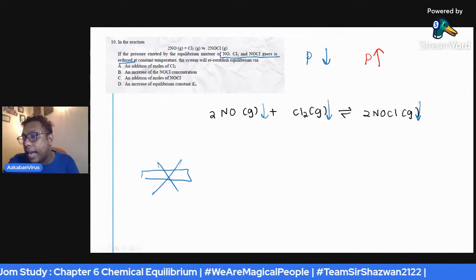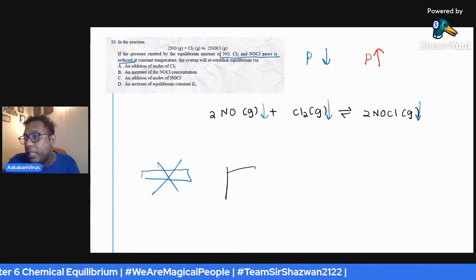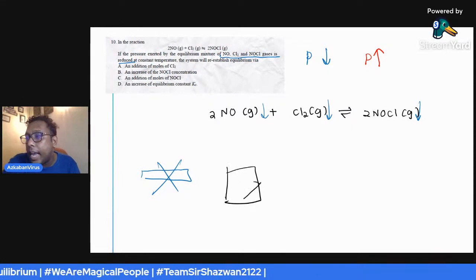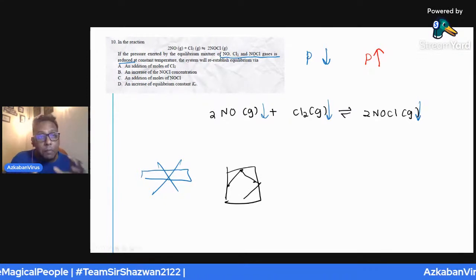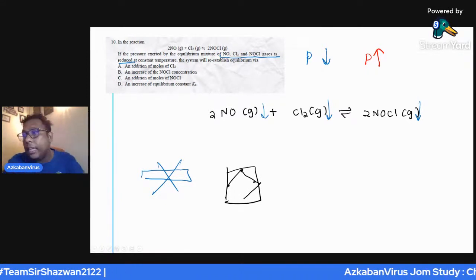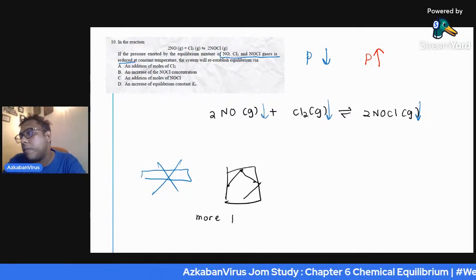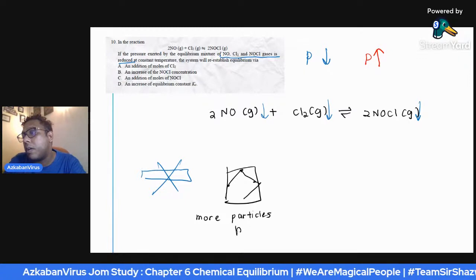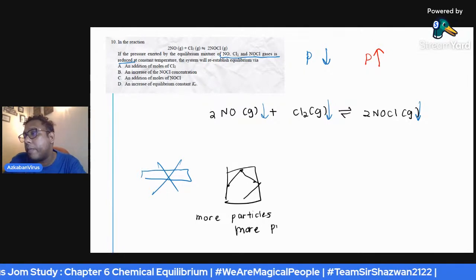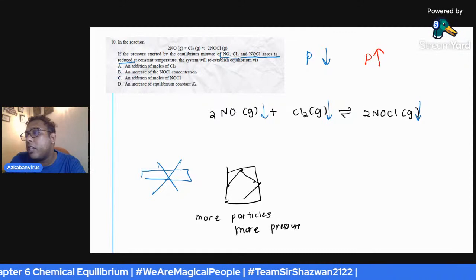Remember, pressure terhasil apabila gas-gas partikel berlanggar dengan dinding. Lagi banyak partikel, lagi tinggi pressure. Okay, more particles, more pressure. More particle tu collide.